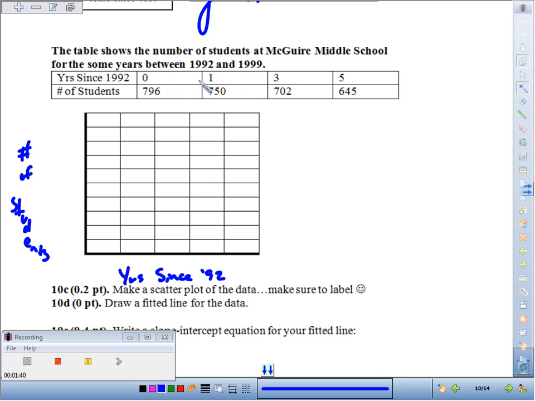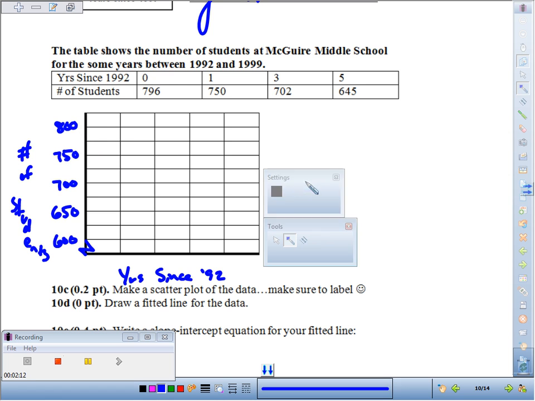Now the x's go 0, 1, 3, 5. I can fit that no problem. The y values, though, they go from a low of 645 to a high of 796. So maybe I'll skip a bunch of values. I need to get close to 796, close to 800, so maybe I'll go by 25. The smaller the scale, the more accurate your equation is going to be. There's 625, there's 650, 675, there's 700, 725, 750, 775, there's 800.